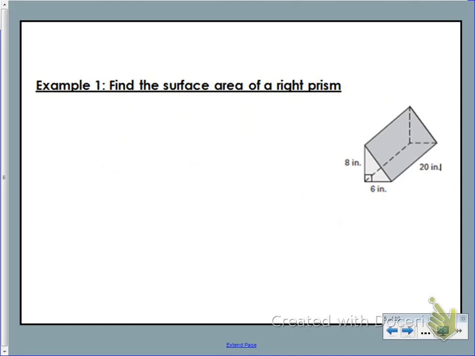So let's take a look at an example. Find the surface area of a right prism. This, in this particular case, is a right triangular prism. The key that you want to pay attention to is what the base looks like. I'm going to recommend that you draw just the two-dimensional base. So pretty much everything that we're going to be using is going to be working off of the base. Everything that is except for the height.